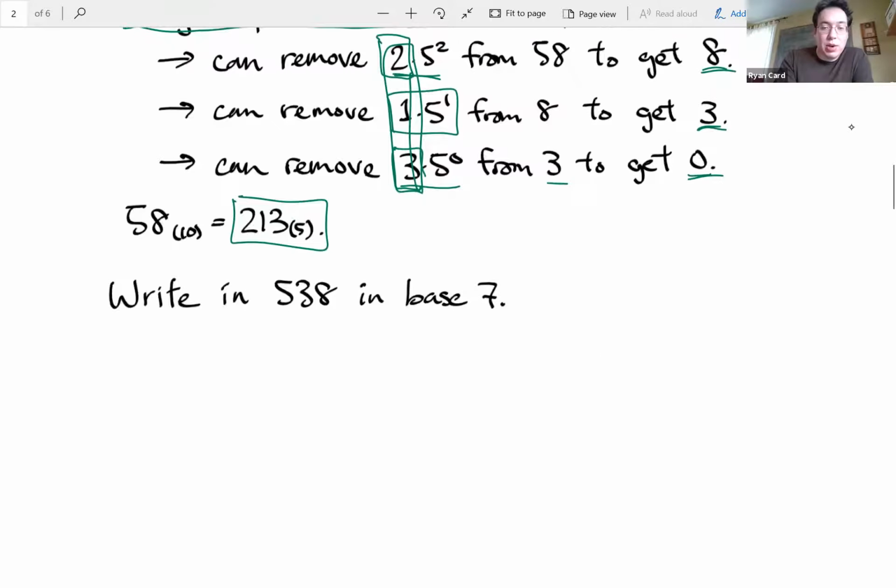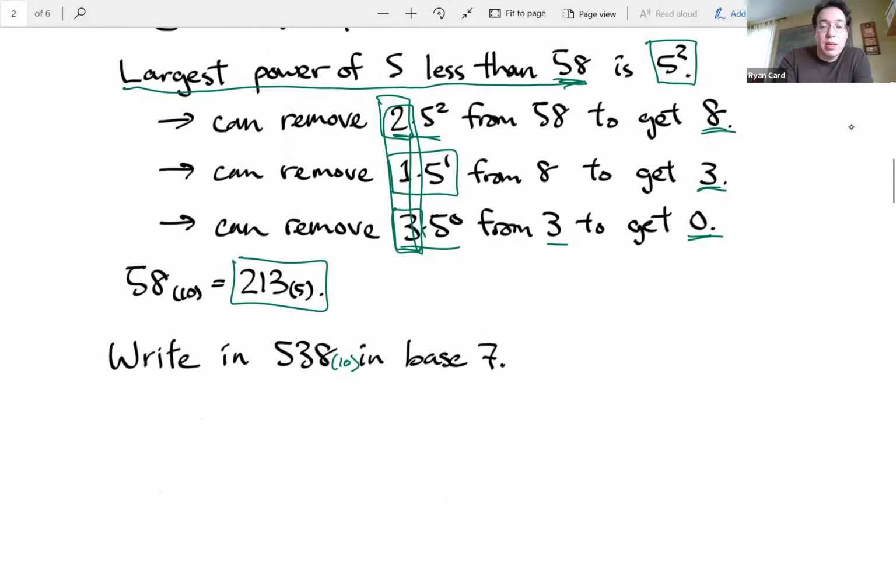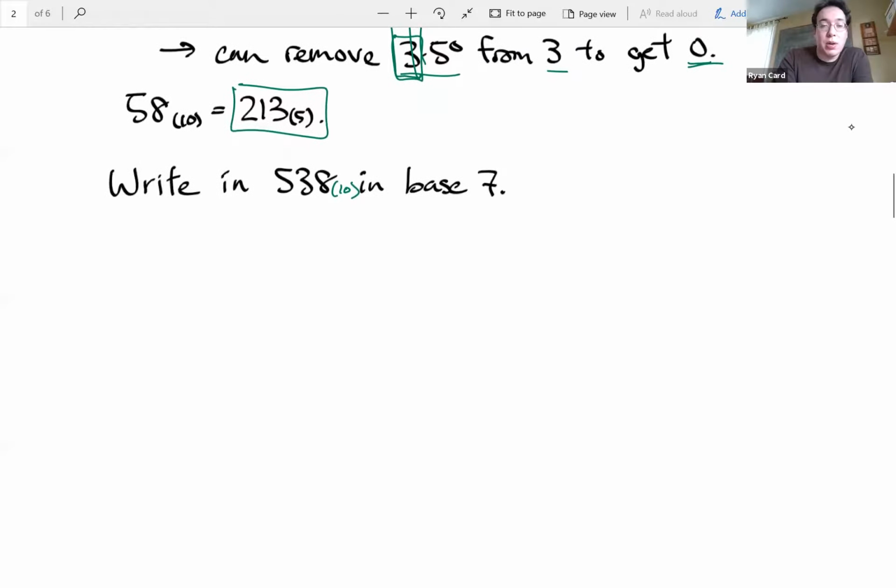So I want you to try it again. So let's say I take the number 538, and this is in base 10. I want you to change this to base 7. So see if you can do that using this method. So pause the video now and try it out.